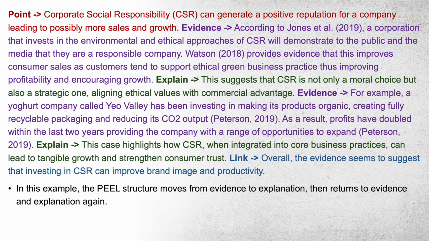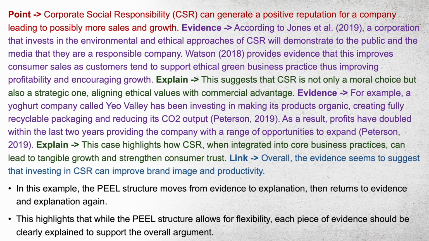In this peel example, the structure moves from evidence to explanation and then returns to evidence and explanation again. And this highlights that while the peel structure allows for flexibility, each piece of evidence should be clearly explained to support the overall argument. So don't worry if your peel paragraphs start to look like this. It's not a problem. The model is flexible for this purpose.